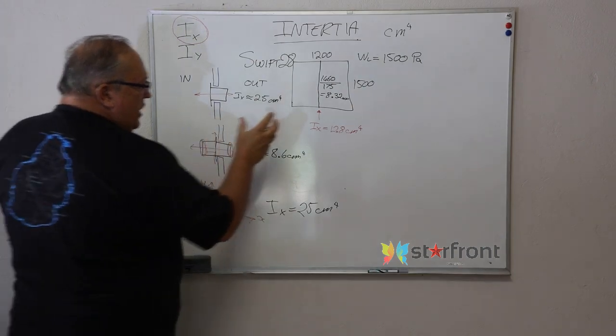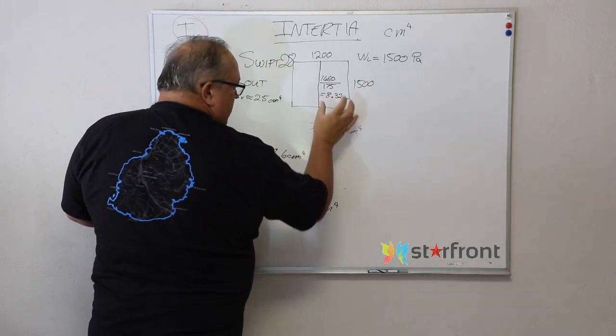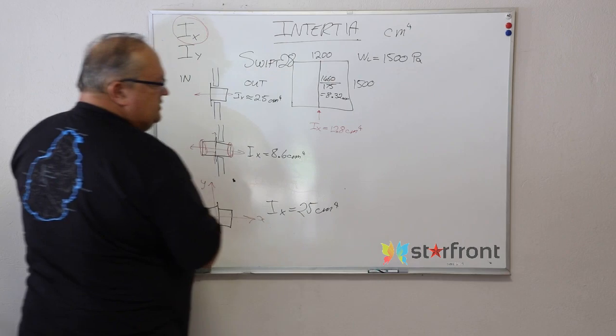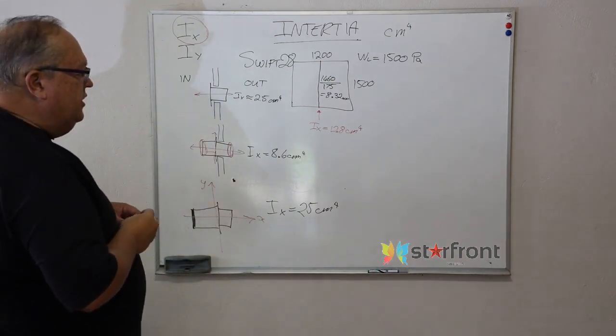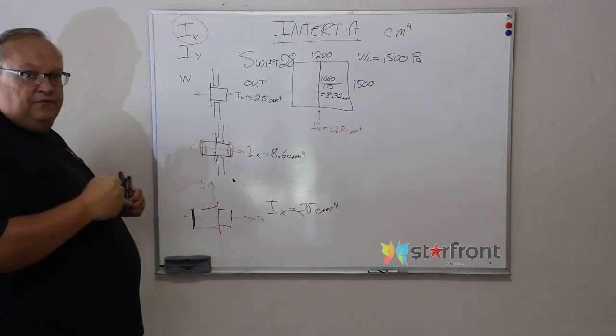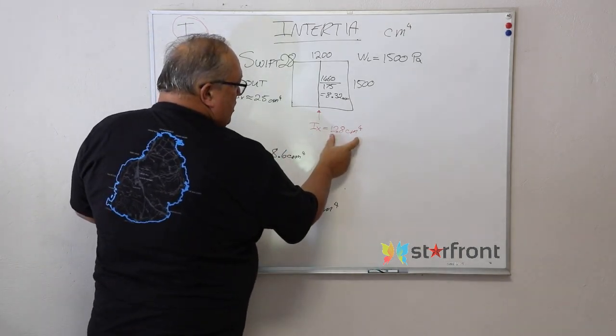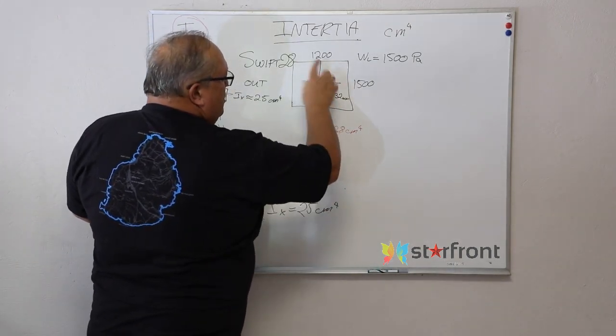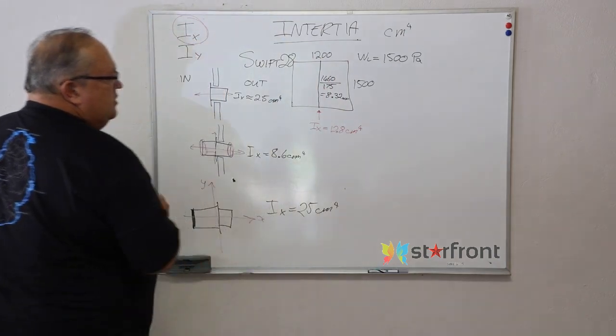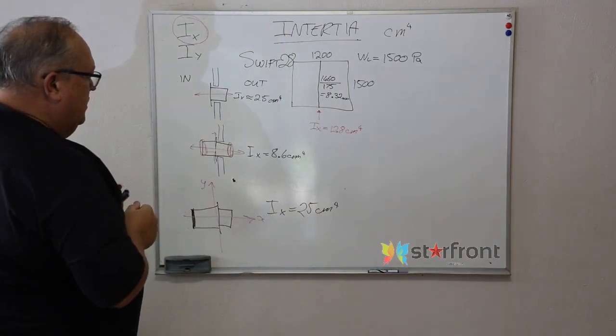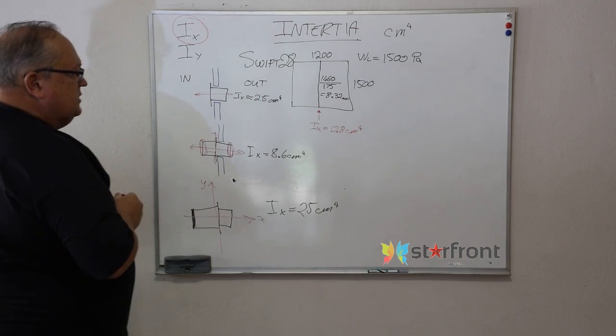And then I convert that into an equivalent IX value, or a minimum IX value, telling me that the stiffness of this profile needs to be at least 12.8 in order for this window to not deflect beyond the legal limit. Then what StarFront does is quite simple.